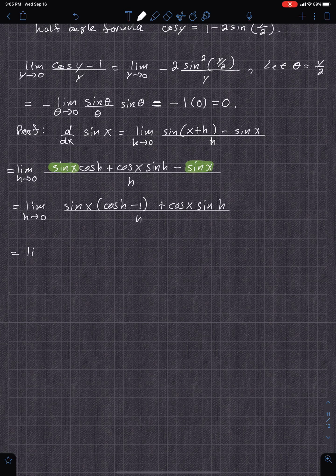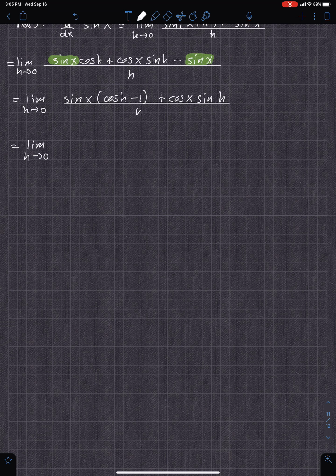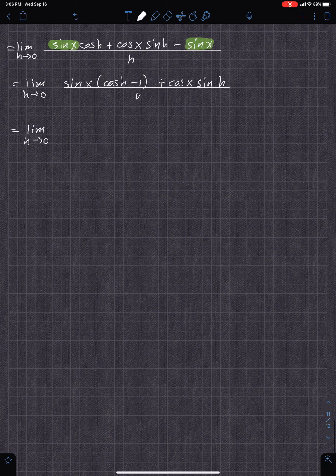which equals the limit as h approaches 0. And now we can look at these limits. So this is going to be sine x, and then you end up having cosine h minus 1 over h plus, and then we'll just keep this the same for now, but that's going to 0, or I'm sorry, to 1, over h. I was breaking this up on purpose like this.